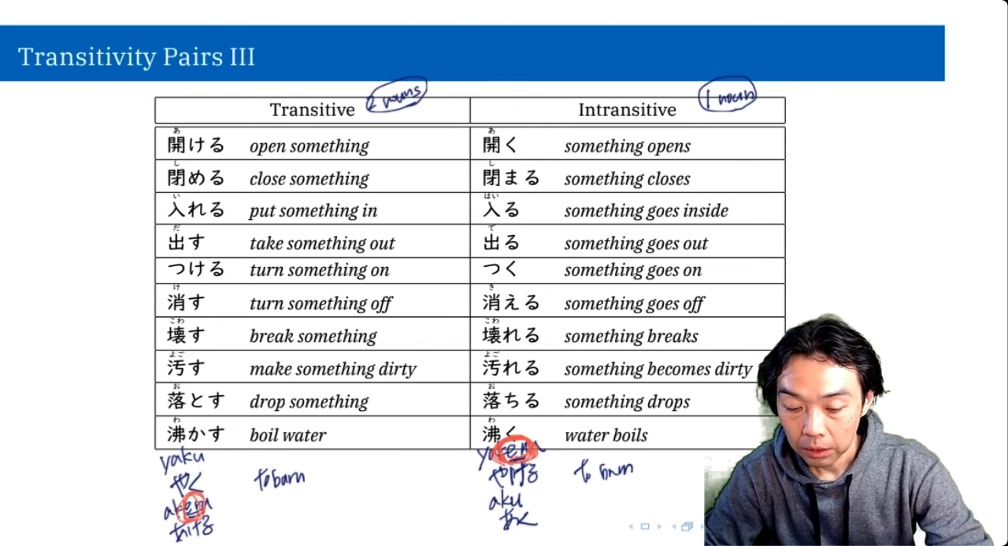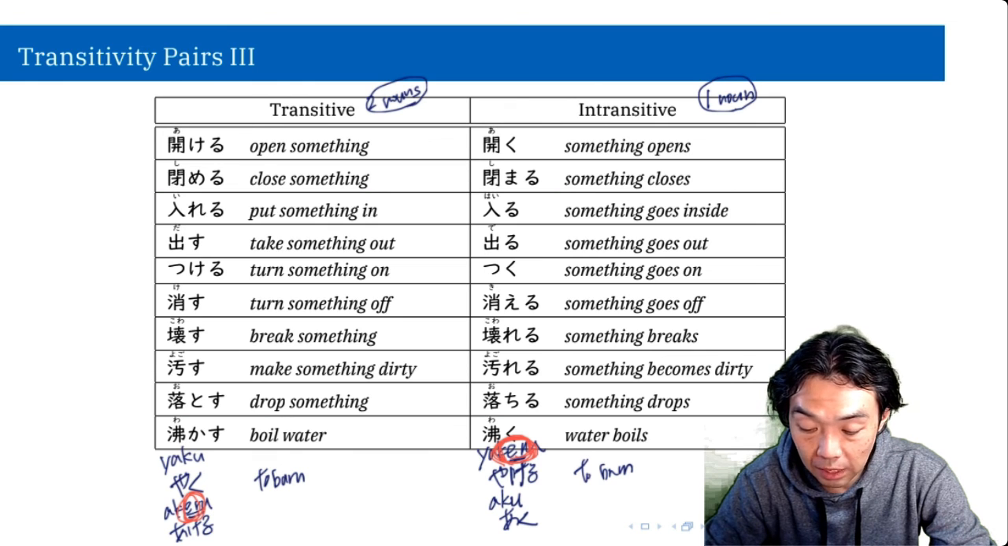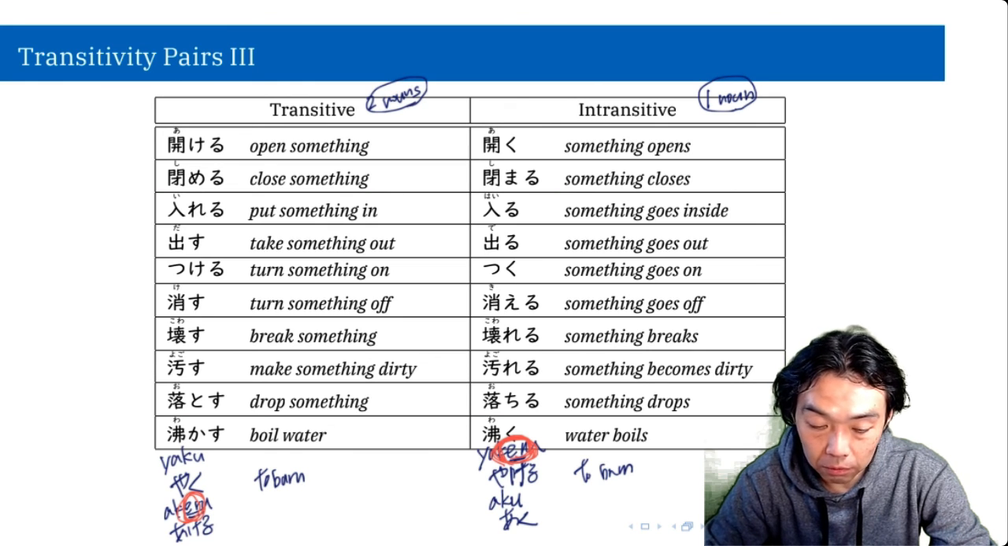Okay. So we're going to do a little bit of practice. So in the next video, I'm going to show you some practice assignment, a practice activity for transitive pairs.